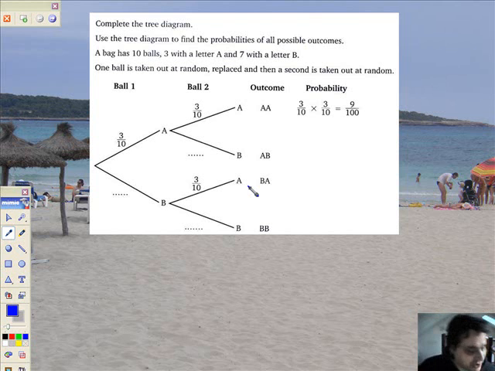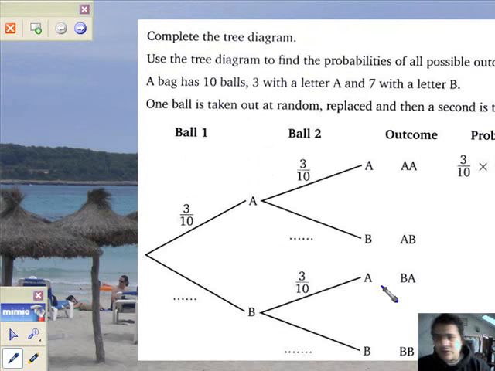So this is question 2 on page 133. It says, complete the tree diagram and then use the tree diagram to find the probabilities of all the possible outcomes. A bag has 10 balls, 3 with the letter A on them and 7 with the letter B. One ball is taken out at random and then it's replaced, and then a second ball is taken out at random. Basically, I've got to prepare the tree diagram and finish it off. Right, what have we got then? Let's just go through this question.